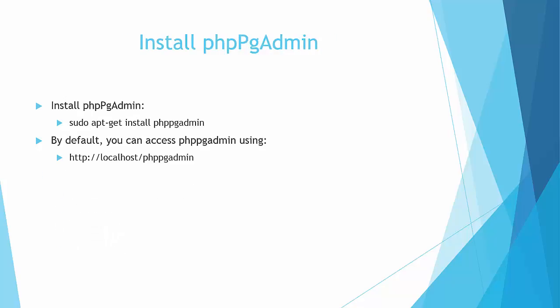How to install phpPgAdmin. You install phpPgAdmin by typing sudo apt-get install phpmyadmin, and by default you can access it using localhost/phpmyadmin.